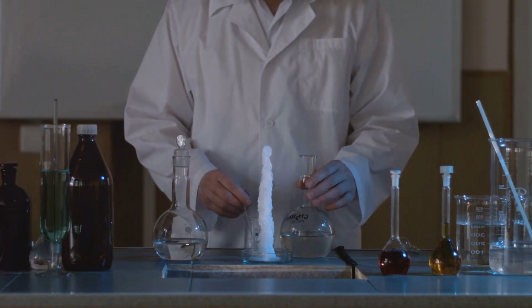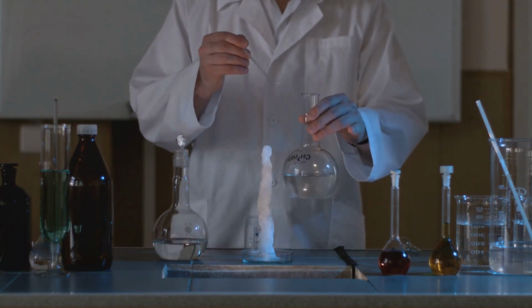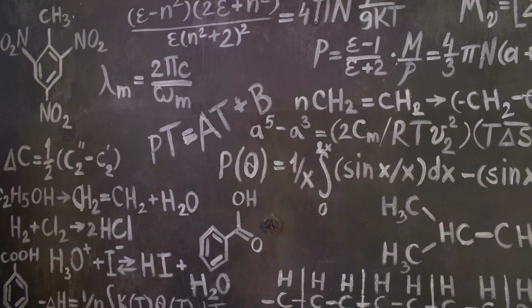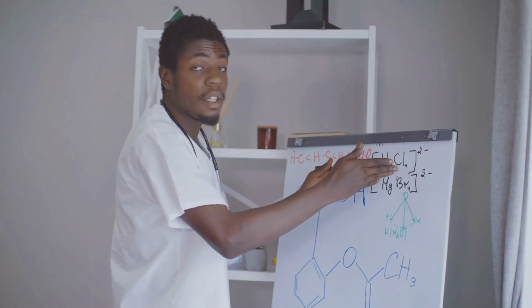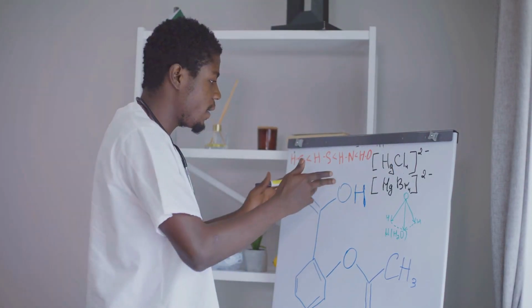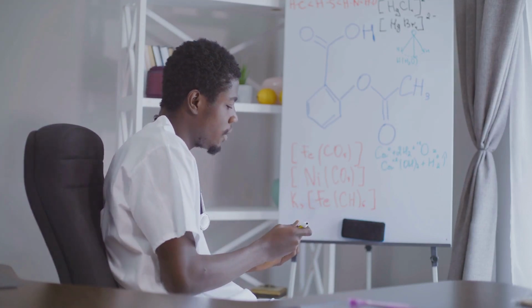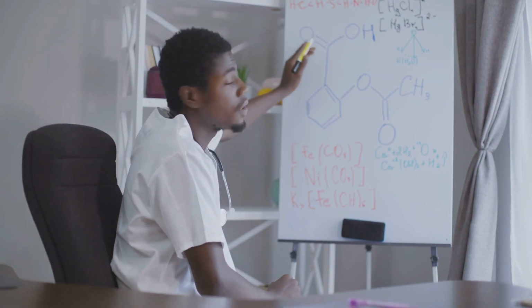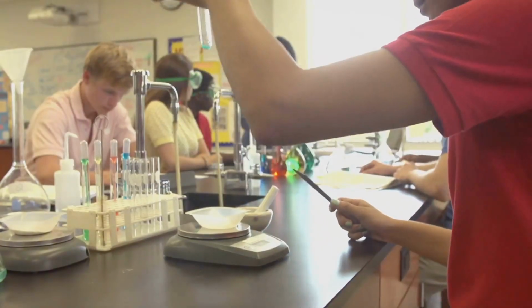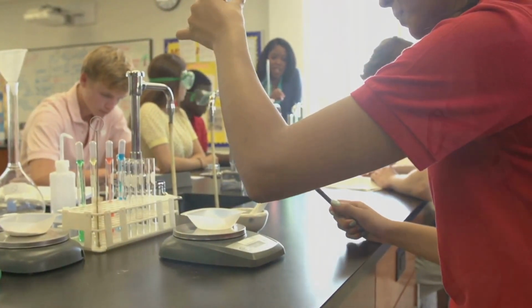The combustion of methane, CH4. The unbalanced equation looks like this: CH4 plus O2 yields CO2 plus H2O. We start by balancing the carbon and hydrogen atoms and then the oxygen atoms. After a bit of adjusting, the balanced equation becomes CH4 plus 2O2 yields CO2 plus 2H2O. It takes practice, but soon it'll become second nature.